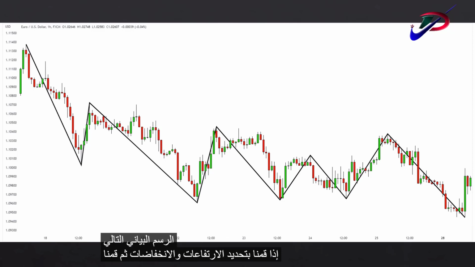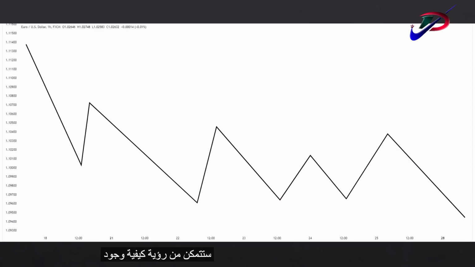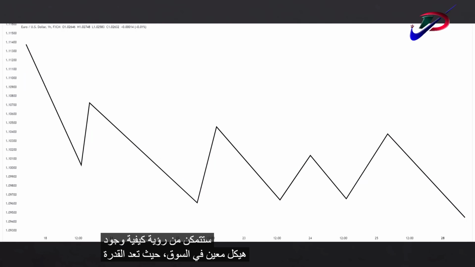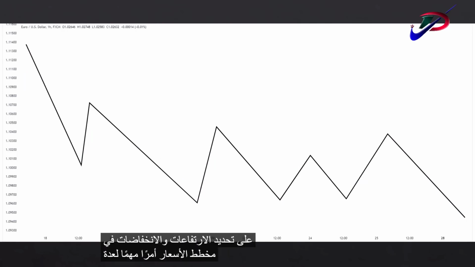If we mark the highs and lows and then erase the candlesticks from the price charts, you'll be able to see how there is a certain structure in the market. Being able to identify highs and lows in the price chart is important for a few different reasons.